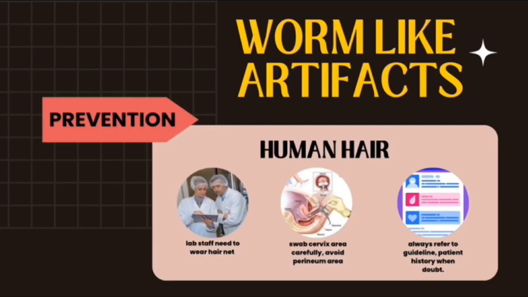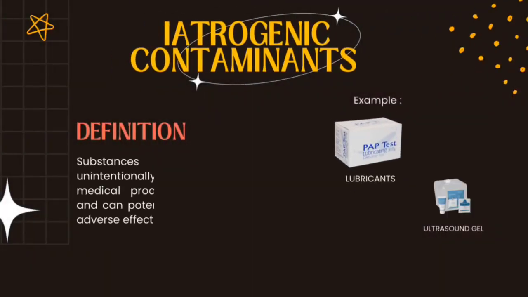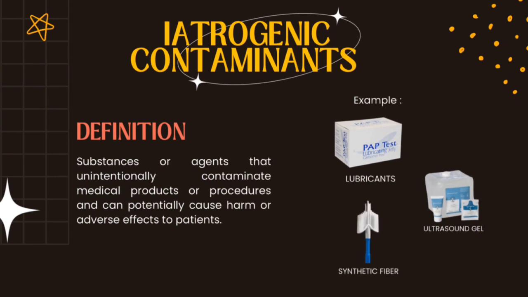We can prevent this by making sure that the lab staff wear a hairnet to prevent hair falling into the sample. It also requires a very careful technique while swabbing the cervical area, and not swabbing the perineum area. Last but not least, always refer to the guidelines and patient history when in doubt. Next, I will explain iatrogenic contaminants.